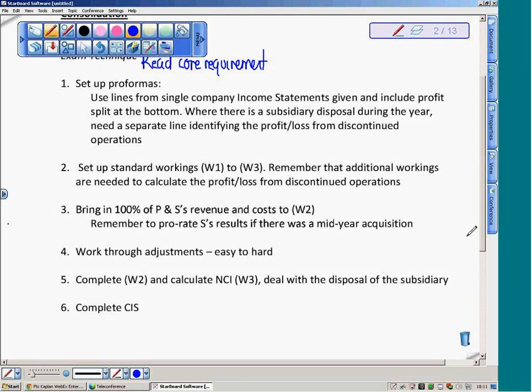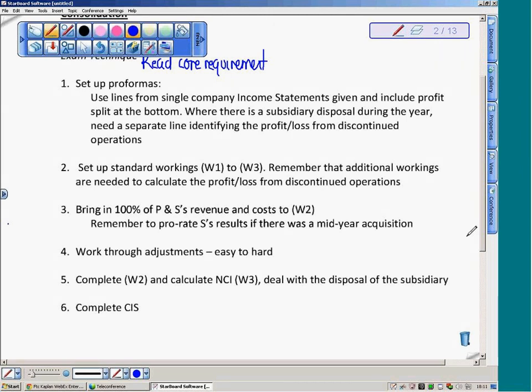Okay, there might be some adjustments that you need to think about that you'd have to plug into your consolidation schedule, but generally when you have a disposal of a subsidiary, they don't tend to keep these adjustments too involved. They have the common ones that they test, things like impairments that you might need to filter in.